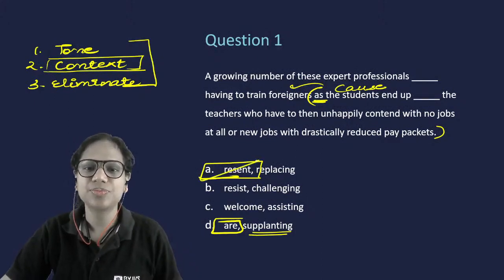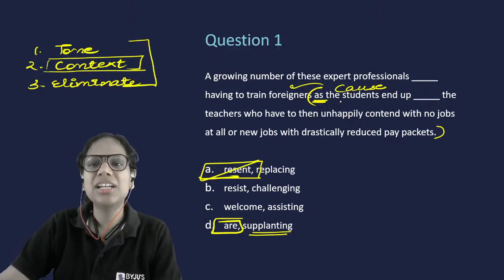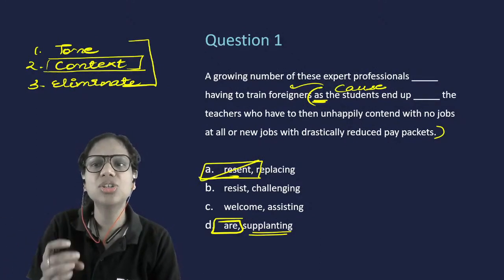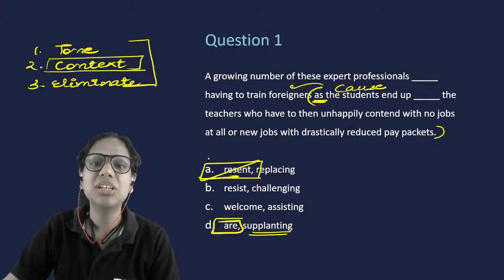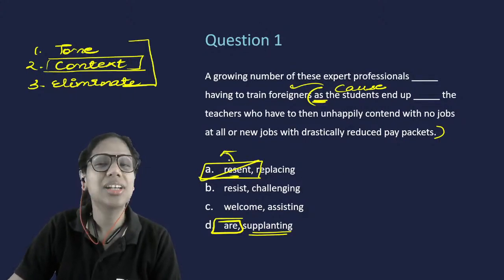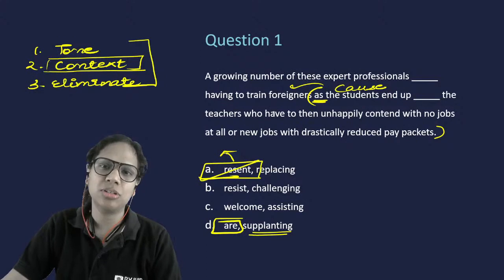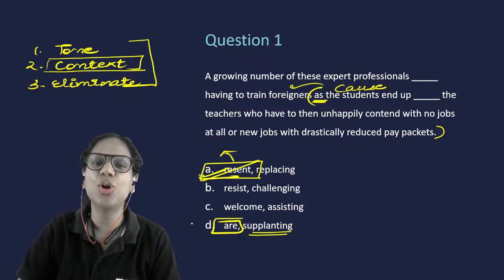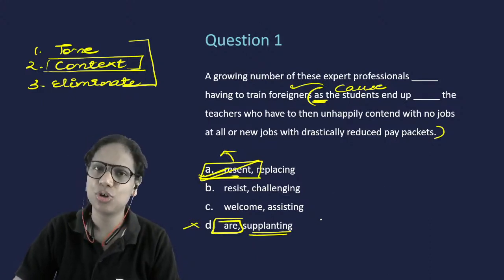Good, Vedant. So the effect here is that because these students end up replacing the teachers themselves, the teachers resent, the teachers begrudge, the teachers do not like training these foreigners. So A is going to be the answer, not D. A and D were close options here.